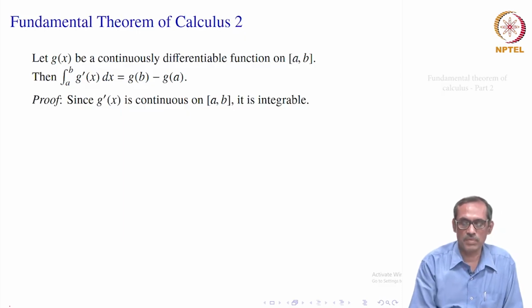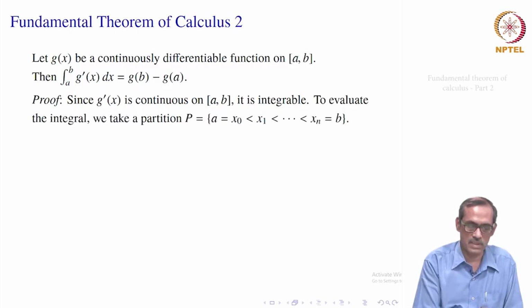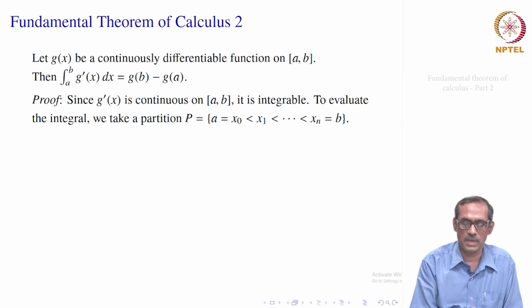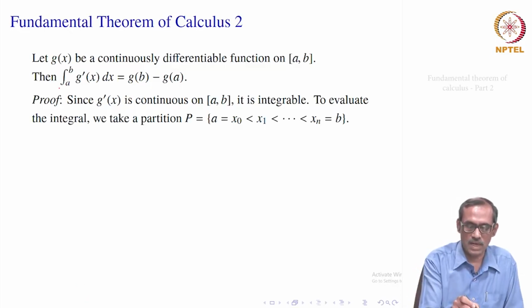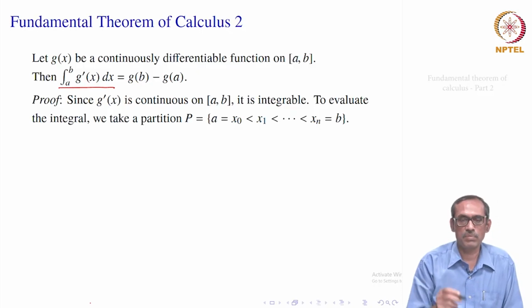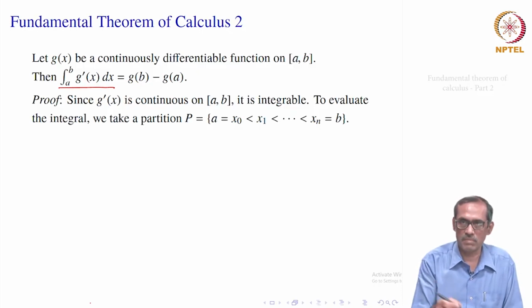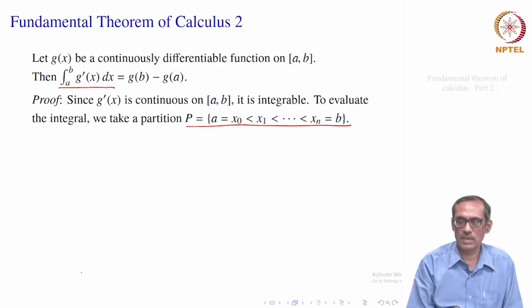So, now let us have a proof of this. Now, the assumption is that g prime x is continuous on a b. So, since it is continuous, it is integrable. So, it makes sense to write the integral from a to b of g prime x dx. Now, you want to evaluate this and see that it is equal to g at b minus g at a. But what is this integral? By definition, we have to take a partition, form the Riemann sum, and take the limit as the norm of the partition goes to 0. So, let us start with a partition, say P is a partition of the closed interval a to b.